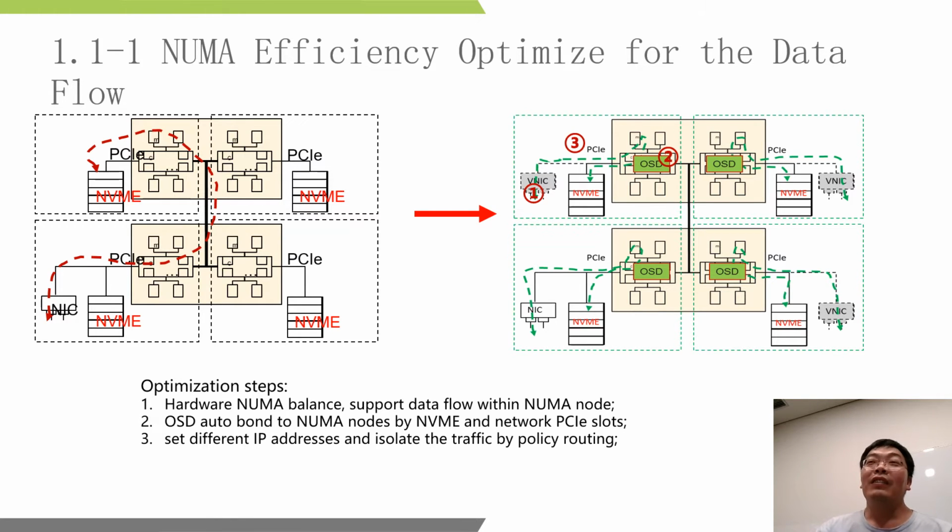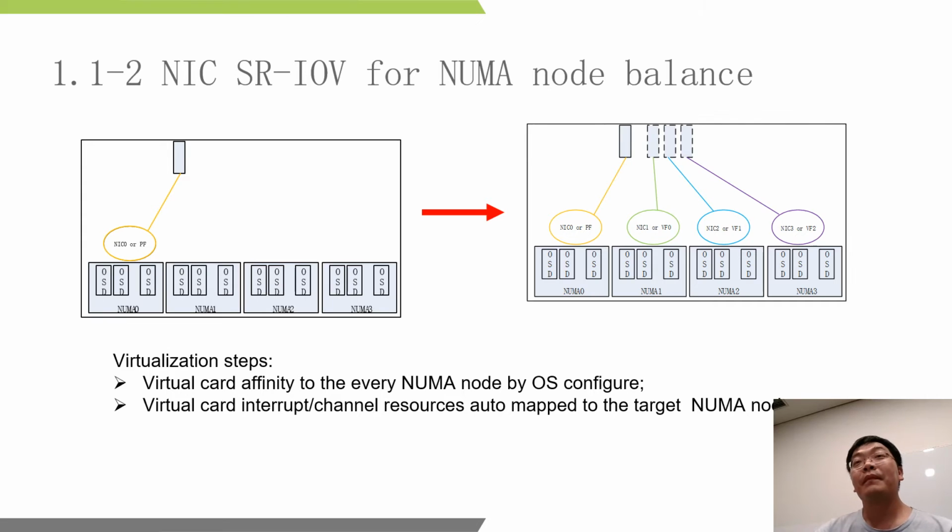Ideally, all network and I/O data traffic ends at one NUMA node, and all the data processed will not cross NUMA. Here is our optimization. One, ensure all the hardware resources are distributed in every NUMA node. Two, the OSD software automatically has affinity to the node according to the hardware distribution. Avoid manually binding software processes.